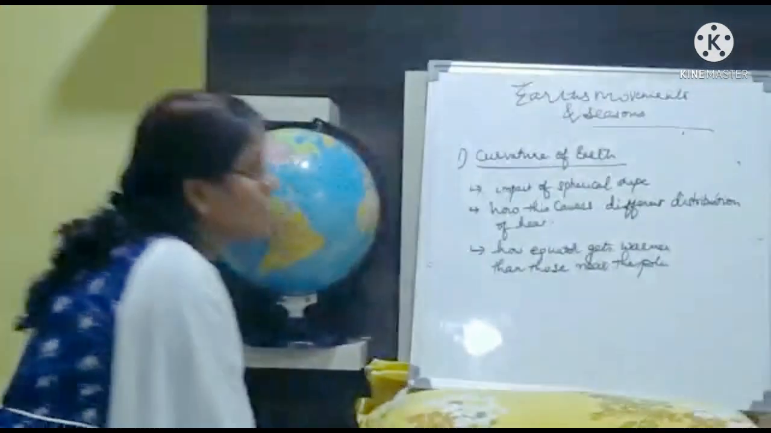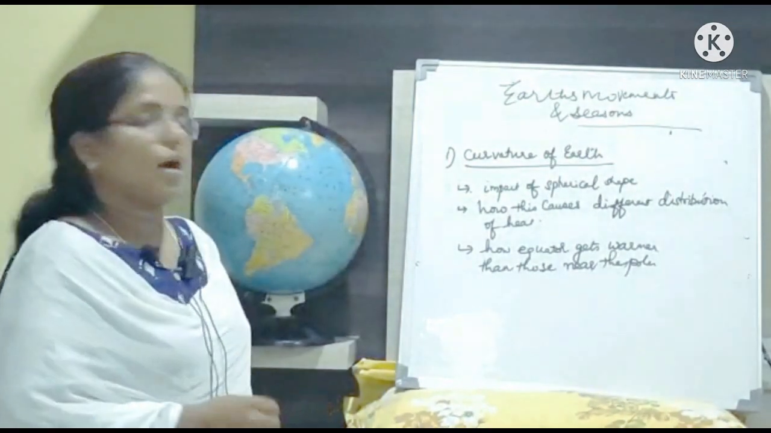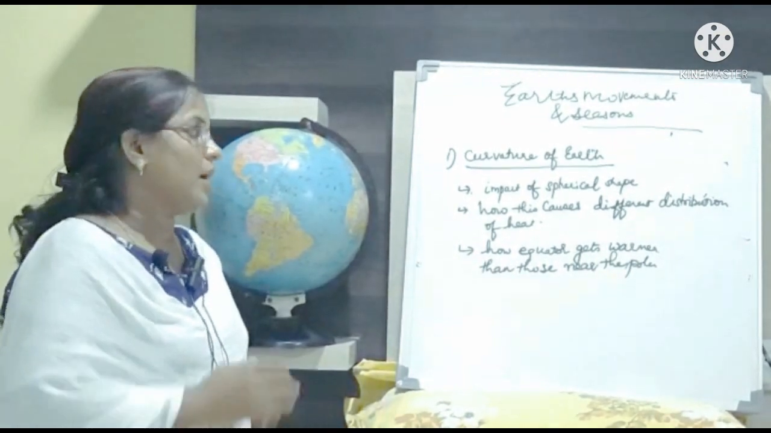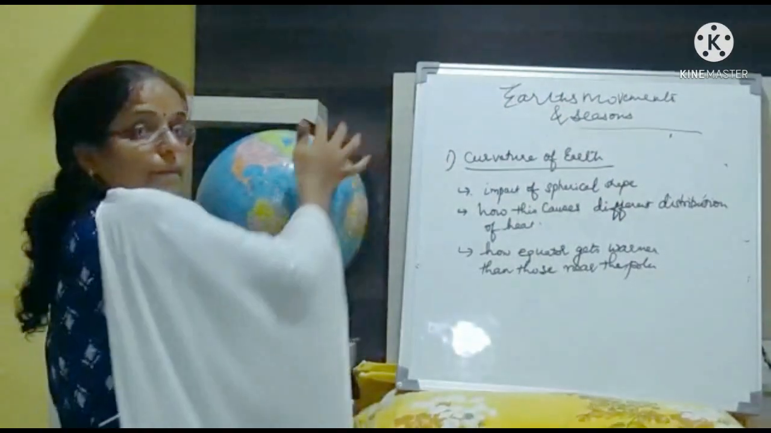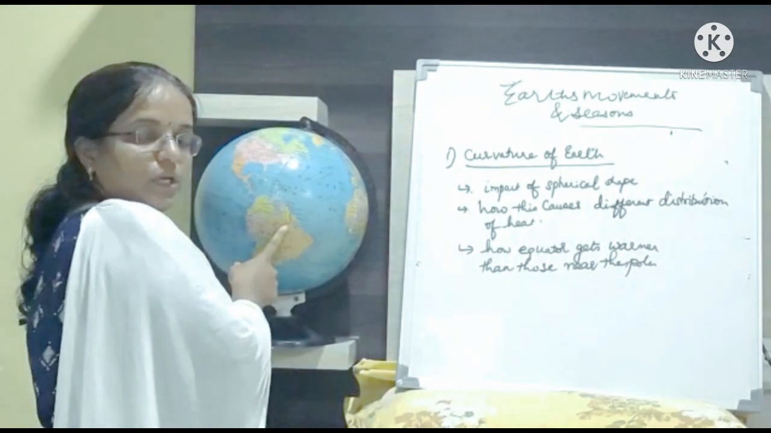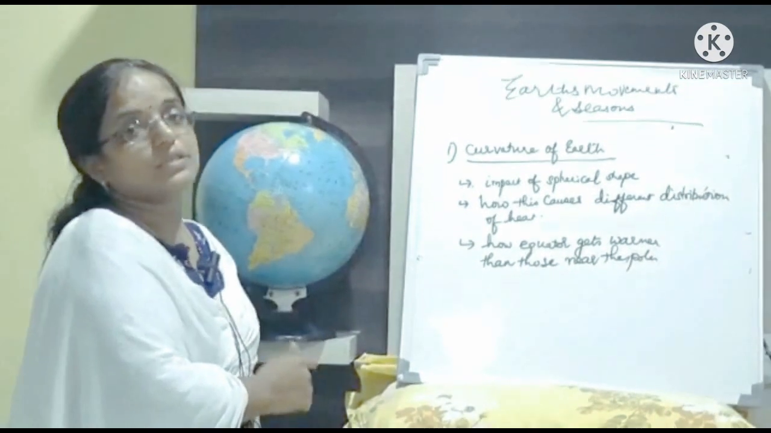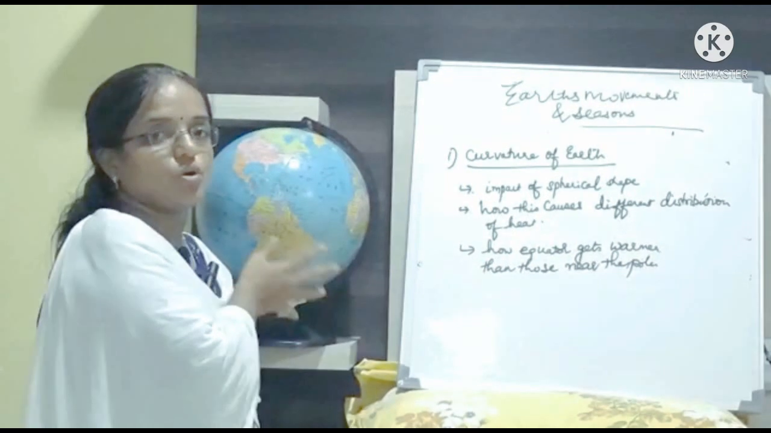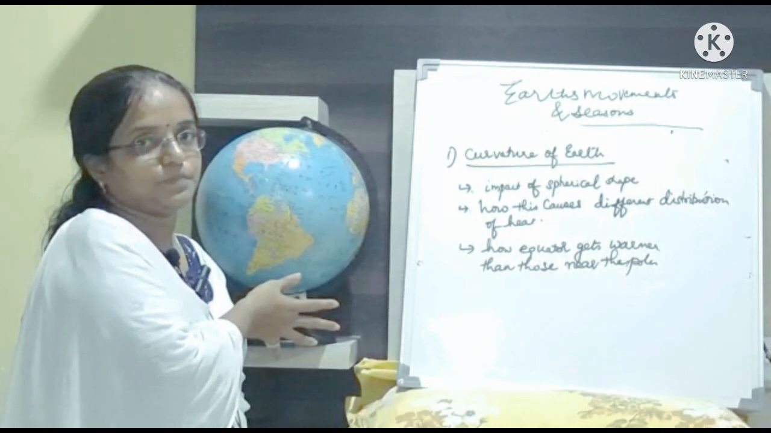The curvature of the earth, as we have studied, has a lot of impact because of the spherical shape, and this is causing different distribution of heat over the earth, and that is how the equator gets warmer compared to the poles, because the equator is receiving the sun rays vertically, whereas the poles are receiving the sun rays slantingly. This is how the curvature of the earth is making a difference in the temperature.